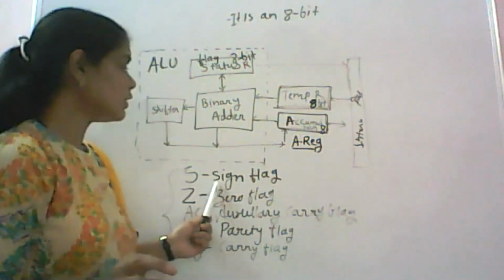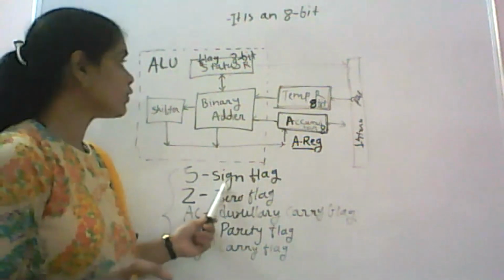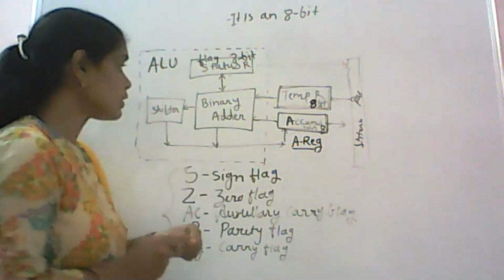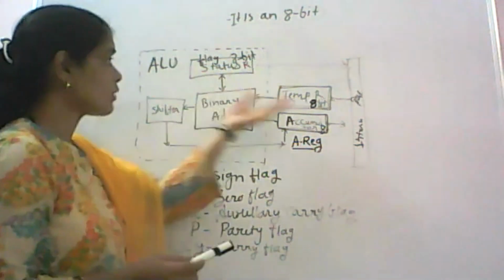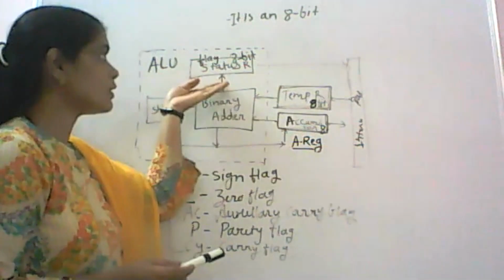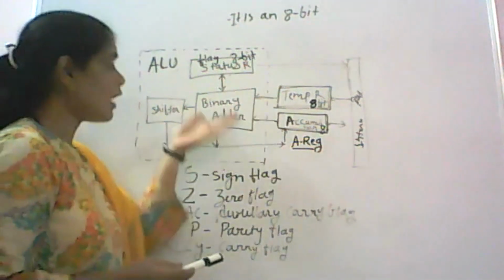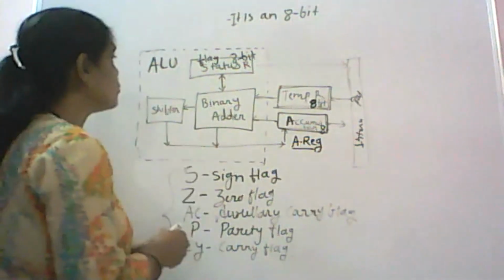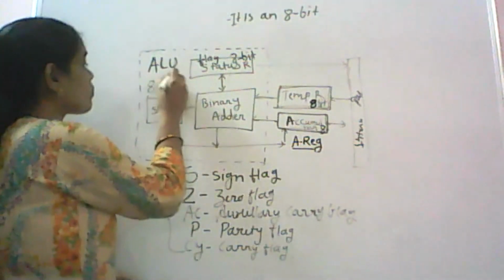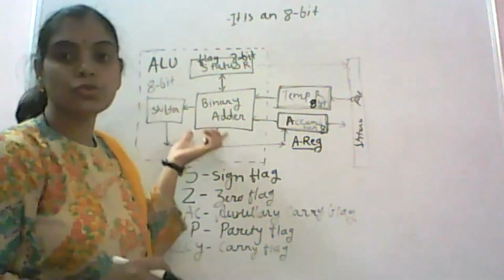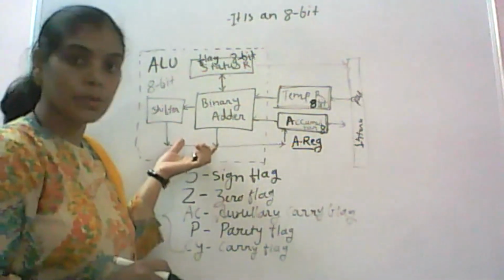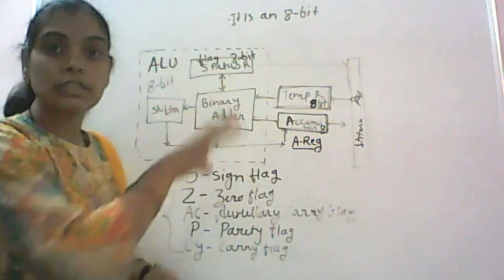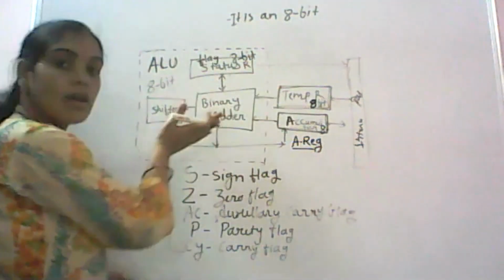First, see the sign flag. Before that, again I will repeat this point. Just we see the ALU, temporary register, accumulator. The ALU, arithmetic logic unit, is an 8-bit unit. This unit is used to perform arithmetical and logical operations. Temporary register, accumulator, status register, these registers are closely associated with ALU.